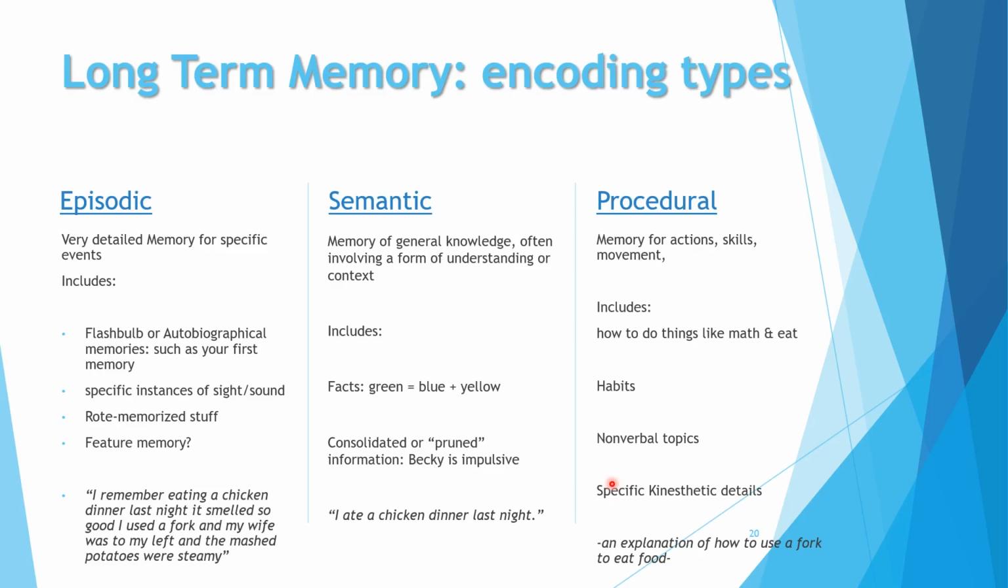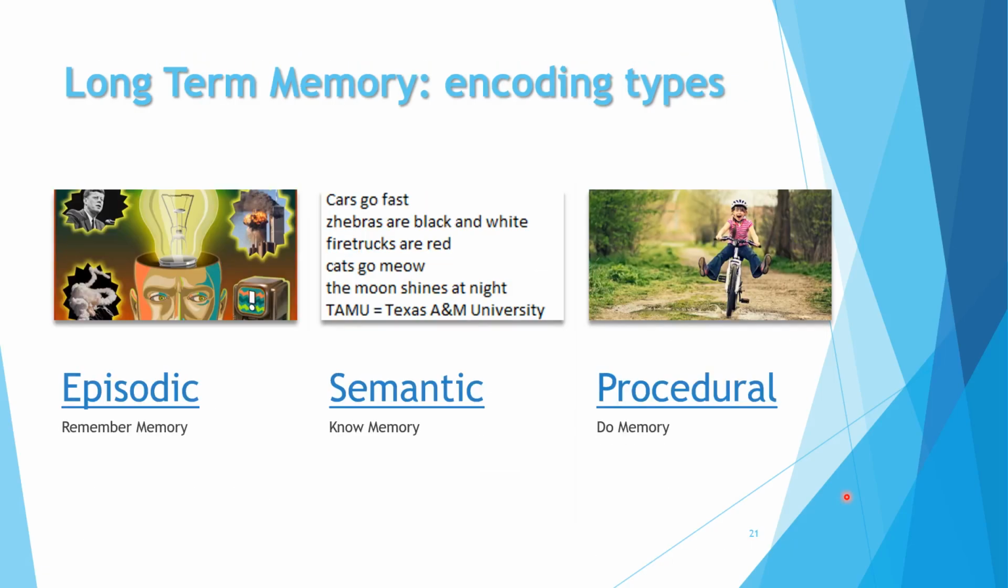Finally, procedural memory is memory for things that you do. So an example of a procedural memory would be an explanation of how to use a fork to eat that chicken. To summarize it in simple phrases, episodic memory is memory you remember, semantic memory is memories of things you know, and procedural memory is memories of things you can do.